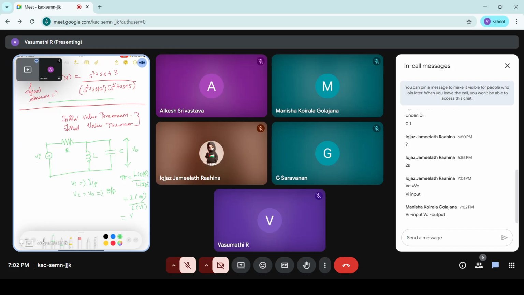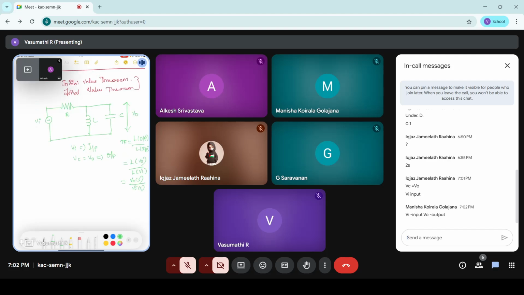So how can I write it? It will be Vo of s by Vi of s. This should be the first step. Whenever you are asked to find a transfer function, just find the output and input and write them in terms of numerator and denominator: Laplace of output by Laplace of input. This will let you solve the problem easily.